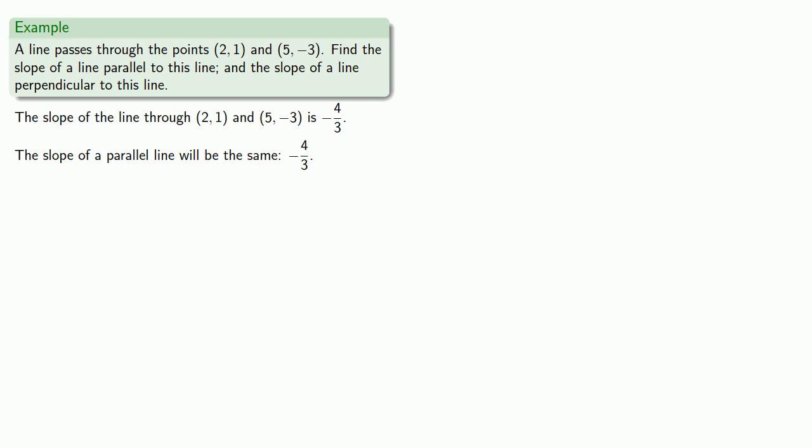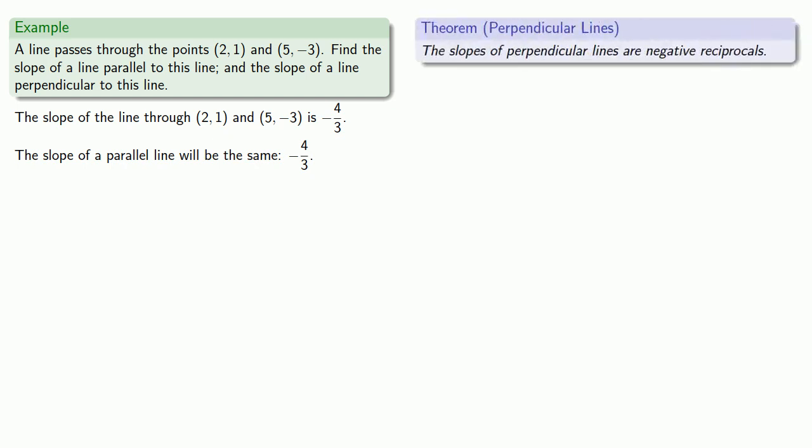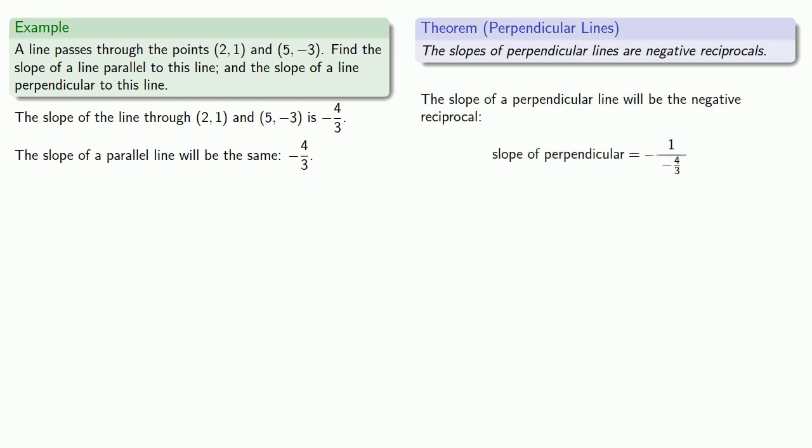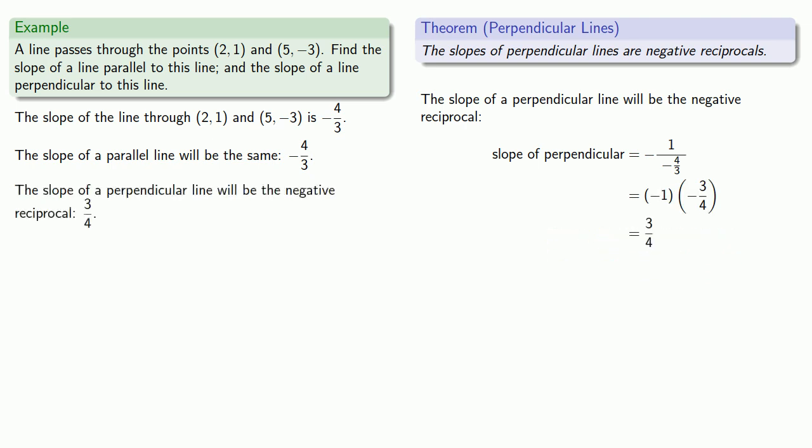What about a perpendicular line? The slopes of perpendicular lines will be negative reciprocals, so the slope of the perpendicular line will be negative 1 over the slope. So that's negative 1 over negative 4/3, so we'll invert and multiply. And we get the slope of the perpendicular line, 3/4.